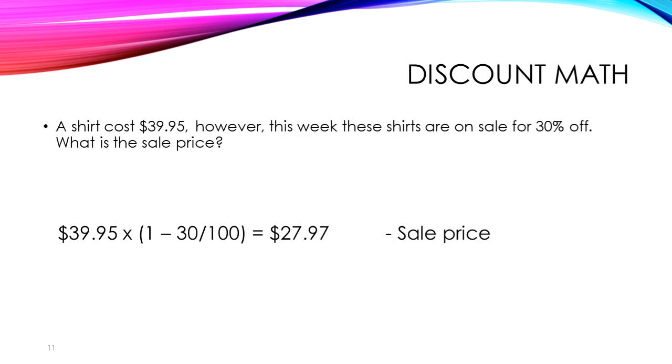Let's tackle the math. It's pretty straightforward. We'll start with this shirt that costs $39.95, and this week shirts are 30% off. What's our price? All you have to do is take $39.95 times 1 minus 30%, which is 70%, and you end up with $27.97, which is our sale price.